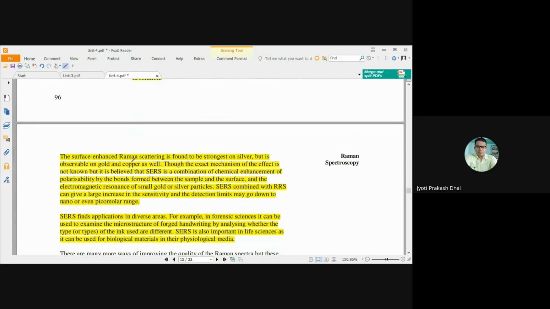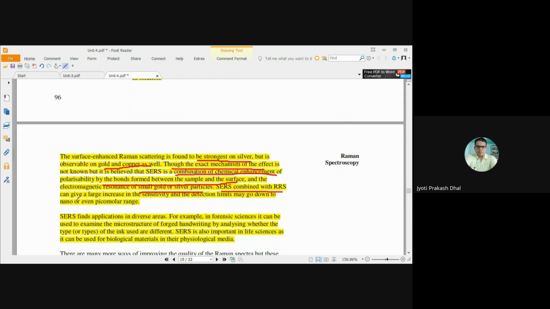So the SERS, surface enhanced Raman scattering, is found to be strongest in silver, but is observed in gold and copper as well. Though the exact mechanism of the SERS effect is not known till now, it is a combination of chemical enhancement of polarizability of the bonds formed between the sample and the surface, and the electromagnetic resonance of the sample with the gold or silver particle.